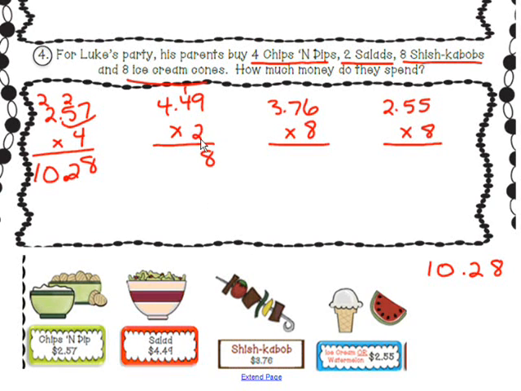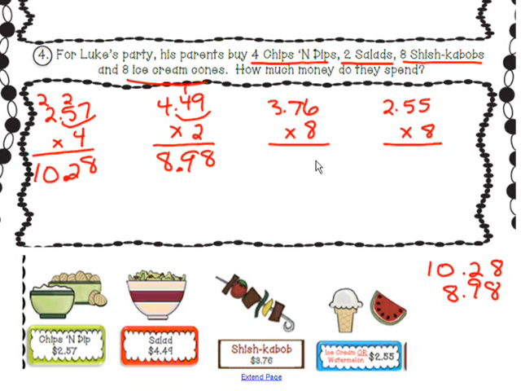2 times 9 is 18. 2 times 4 is 8, plus 1 is 9. 2 times 4 is 8. Again, over 2 places. And let's put that amount down here. We're going to add that together.